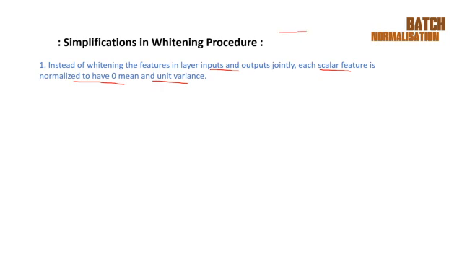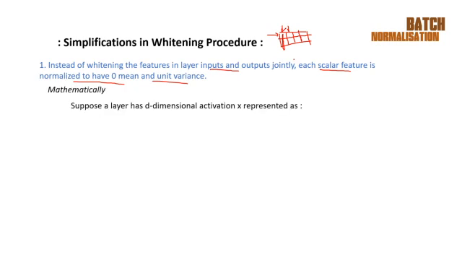Since we are very used to seeing tabular data: in your tabular data, instead of normalizing the entire row, we normalize column-wise. Each column corresponds to one feature, so this column is normalized, and this column is normalized, and so on; the normalization process happens.